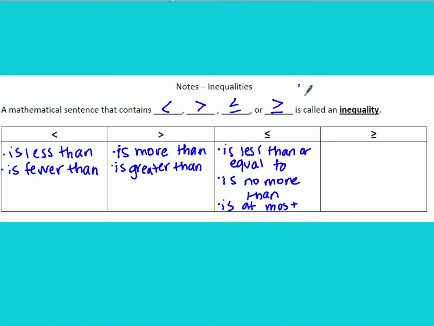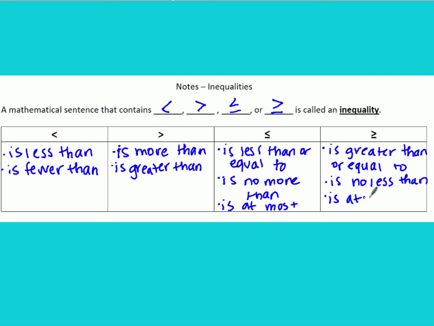Now, just flipping that sign around, but still with that bar underneath, that would be is greater than or equal to. You could also see is no less than, or you could see is at least. So all of these would be different ways you could see this and then represent it with this symbol mathematically.